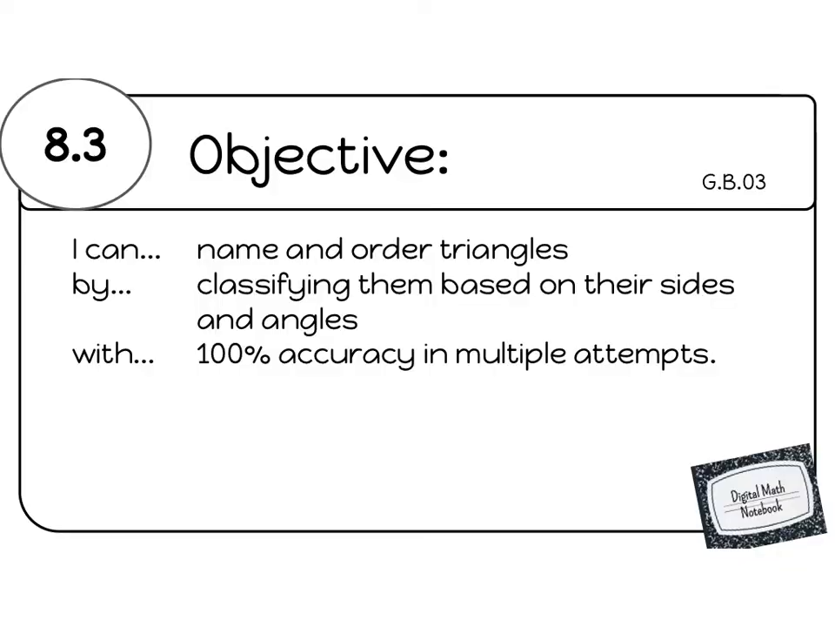Today's lesson objective is I can name and order triangles by classifying them based on their sides and angles with 100% accuracy in multiple attempts. Please pause to write the I can and by statement in your digital math notebook now.